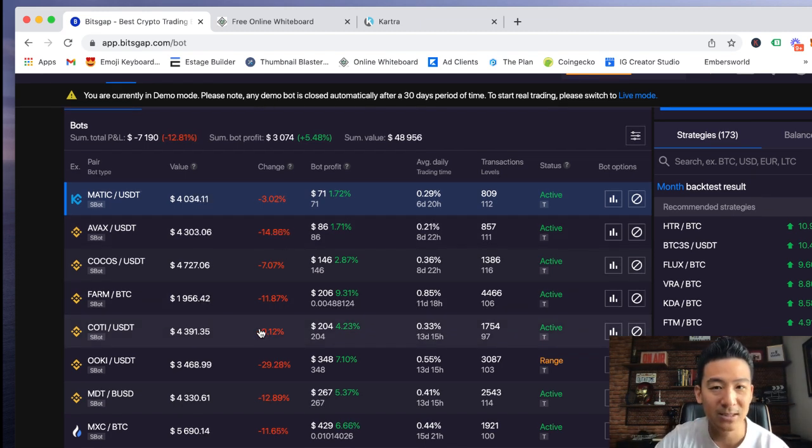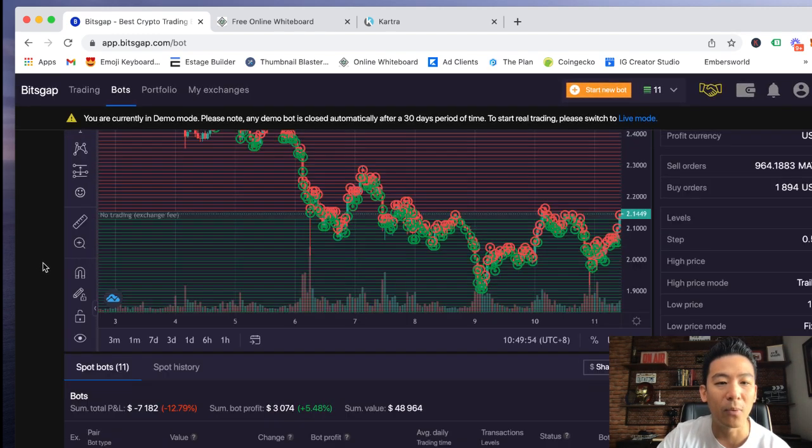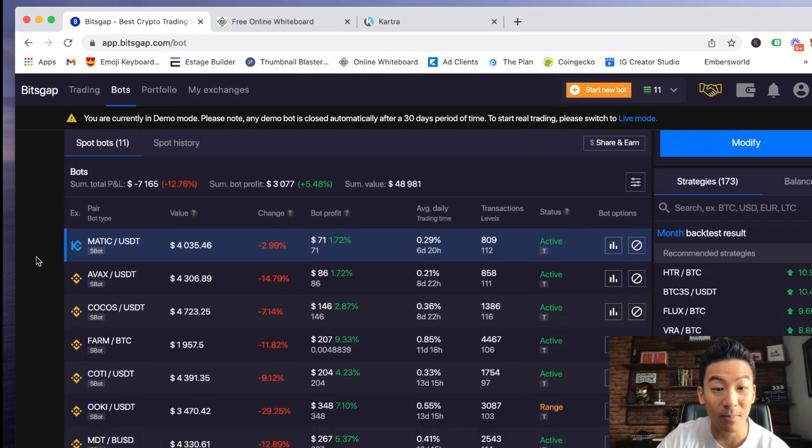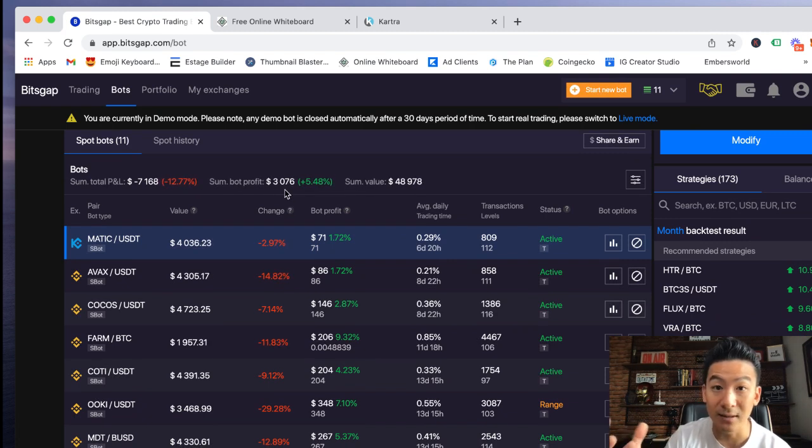But here's a cool thing about Bitsgap, all right? Even though the market is down, I'm still making profit, because whether the market decides to go up or down, it doesn't matter, because with grid trading, you still make money whether the markets go down or whether it goes up. And that's why it's such a cool strategy, okay? And so this right here is the bot profit that is actually profit. That's a separate account from what you see in the red. And I could withdraw $3,000 right now, which is why it's so cool, okay?